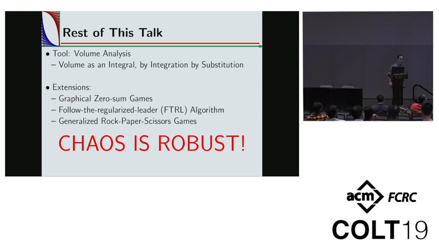Okay, so in the remaining 4 minutes, I will talk about the proof technique. There are several extensions which I will not go through, but I want to convince you that, by having the results of these extensions, the main message is that chaos is robust in online learning.